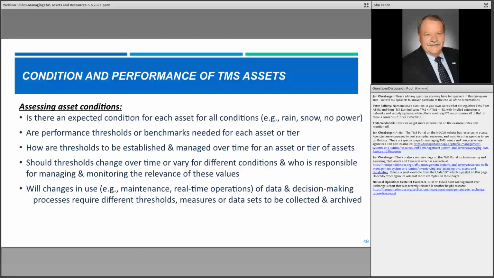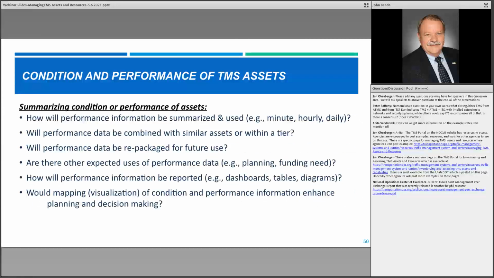Who is responsible for managing and monitoring that and deciding on whether a change should occur and the relevance of those values? So we all understand that traffic is dynamic and the management of traffic is a dynamic practice. And as conditions change, should your thresholds change? Will changes in use, for example, maintenance versus real-time operations of the data and decision-making processes, require different thresholds or measures or data sets to be collected and archived? So, all questions that you need to address.